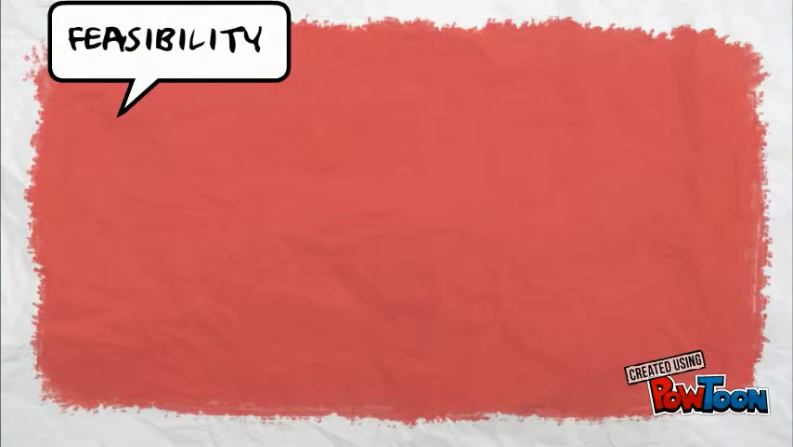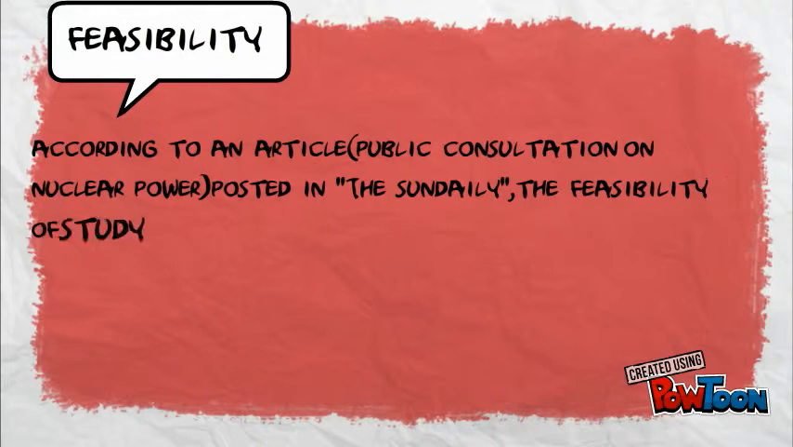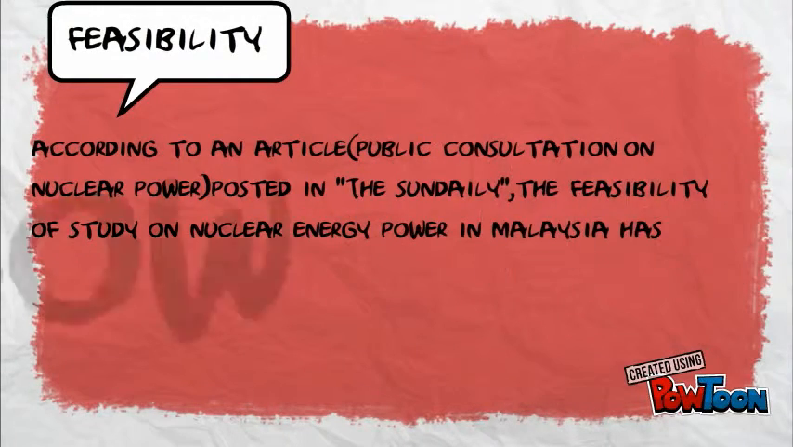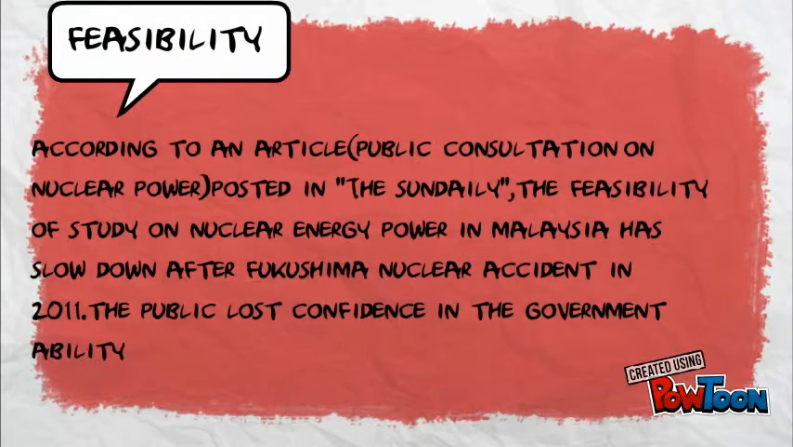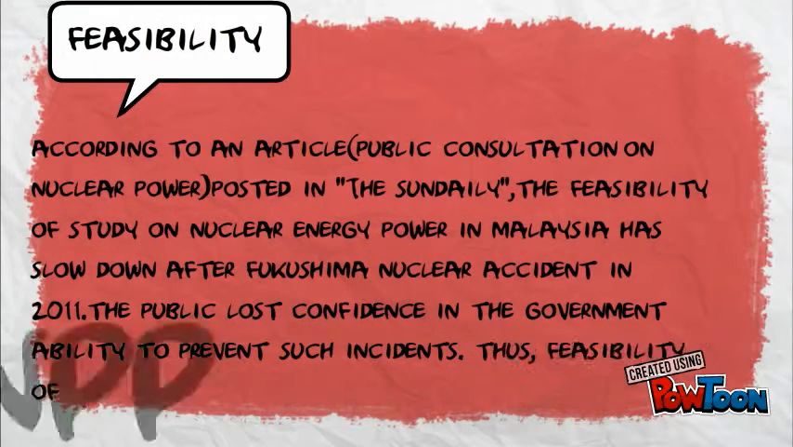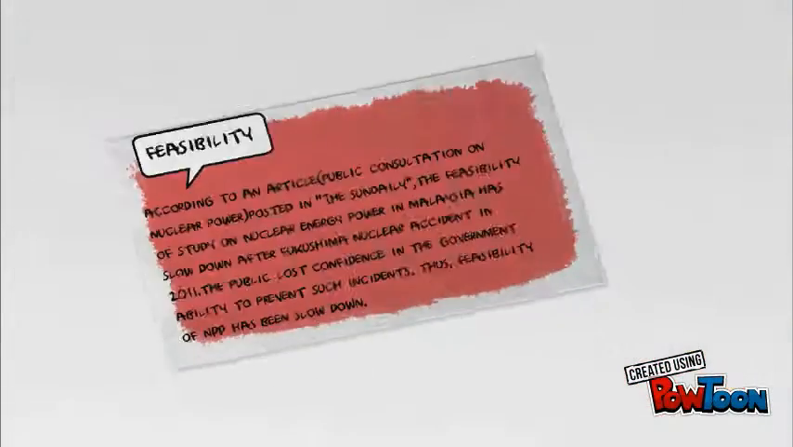According to an article in the Sun Daily, the feasibility study of a nuclear power plant in Malaysia has slowed down after the Fukushima nuclear accident in 2011. The public lost confidence in the government's ability to prevent such incidents. Thus, the feasibility of nuclear power plants has been slowed down.